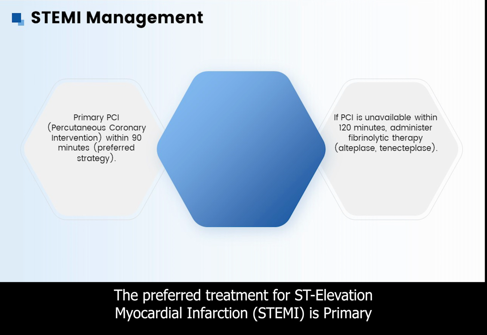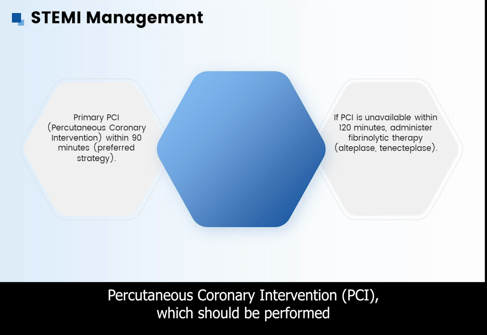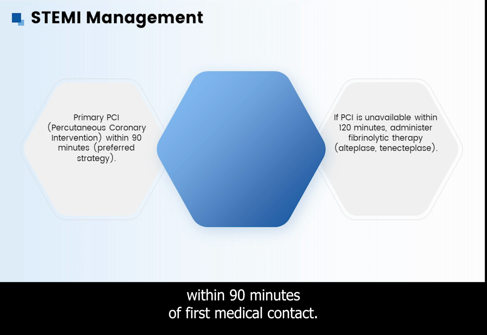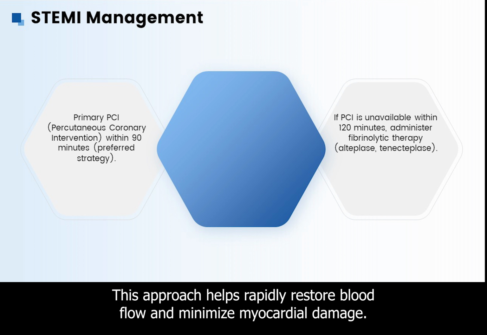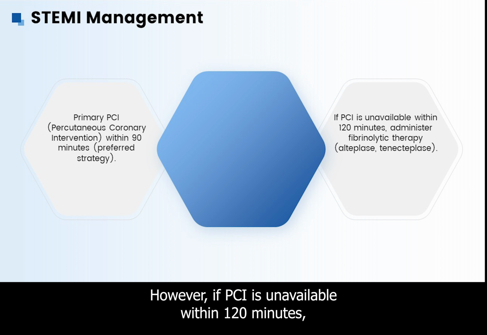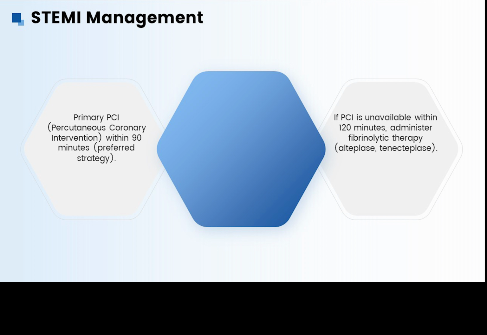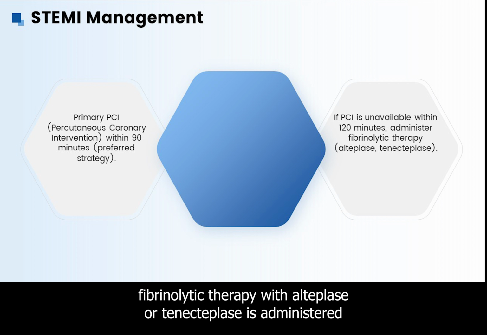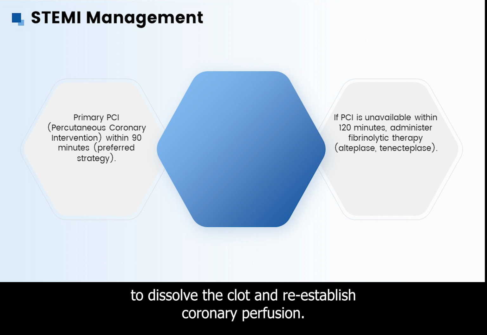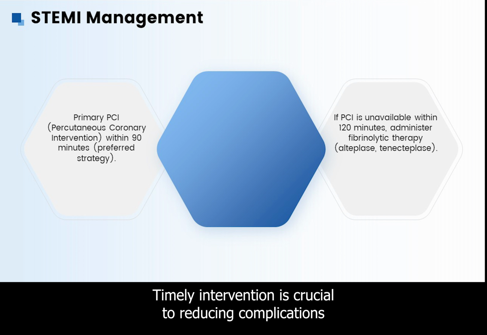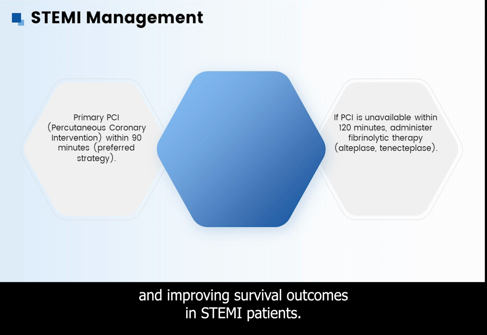The preferred treatment for ST elevation myocardial infarction is primary percutaneous coronary intervention, which should be performed within 90 minutes of first medical contact. This approach helps rapidly restore blood flow and minimize myocardial damage. However, if PCI is unavailable within 120 minutes, fibrinolytic therapy with alteplase or tenecteplase is administered to dissolve the clot and re-establish coronary perfusion. Timely intervention is crucial to reducing complications and improving survival outcomes in STEMI patients.